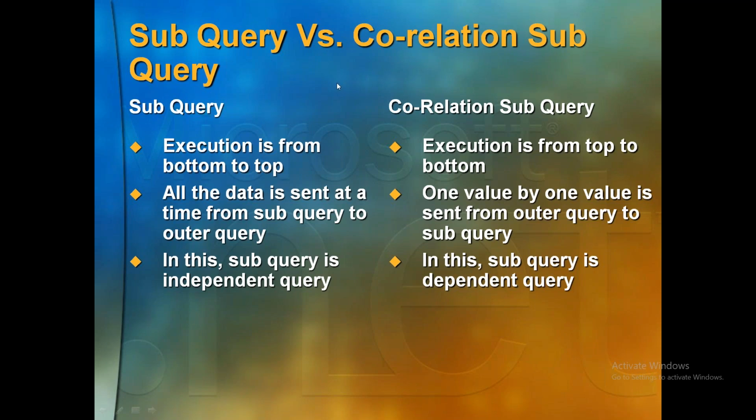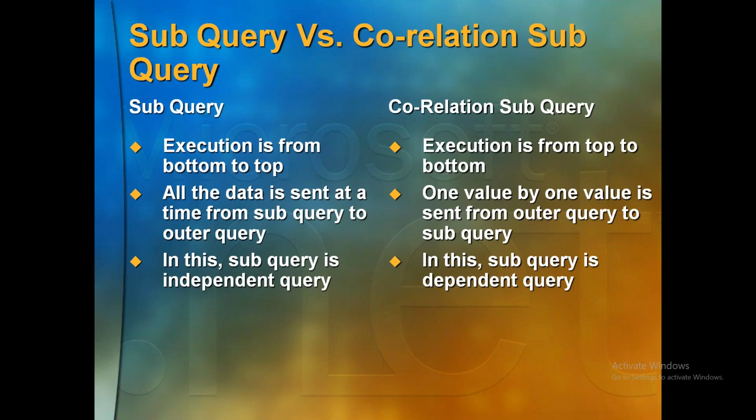Difference between subquery and correlated subquery. Subquery execution is from bottom to top. Execution is from top to bottom in the correlated subquery. All the data is sent at a time from the subquery to the outer query. One value by one value is sent from the outer query to the inner query. A subquery is an independent query, while a correlated subquery is a dependent query. Always this fellow will go back to Peter and ask, give me the next room key. That's what I told you, right?